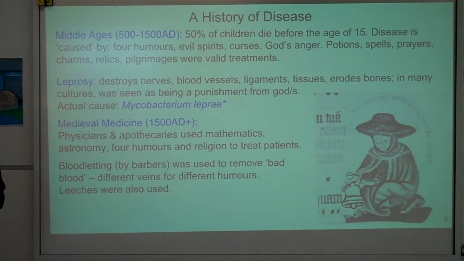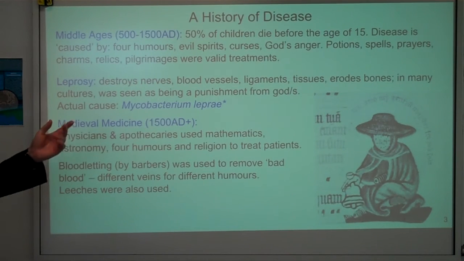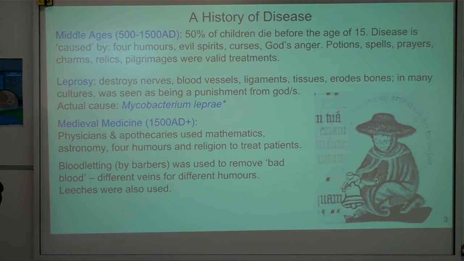Leprosy destroys nerves, blood vessels, ligaments, tissues, erodes bones. There's a picture of a leper there. What's the bell for? To warn away people. Yes, ring the bell to warn people away. Don't come near me. I'm a leper. And they would survive by begging. If you look in the Bible, but any religious document really, people with leprosy were considered like they'd been cursed in some terrible way because it destroys everything, and you look like you're rotting.